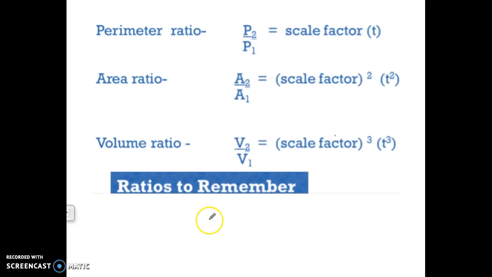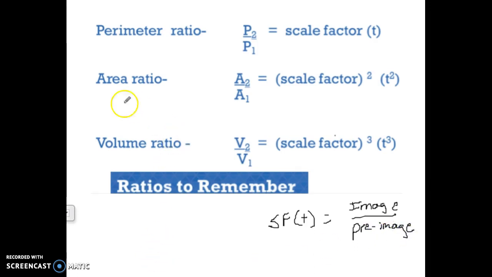All right, this is some help with 2.11. Now, these are ratios we're going to talk about. Remember in first semester when we talked about scale factors, sometimes it was called T, that is your image over your pre-image. Okay, so your new image over the pre-image. But when we talk about ratios, it's a little different.